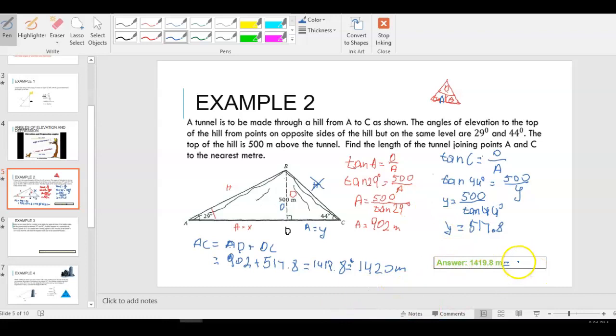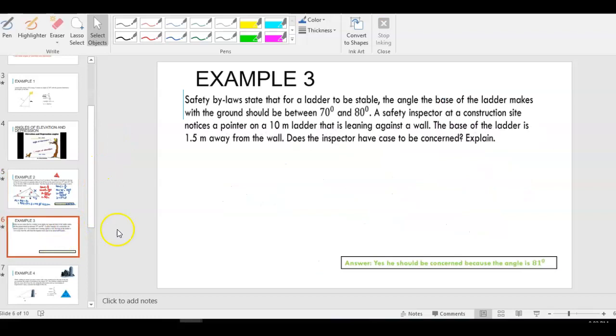Okay, so 1,420 meters. All right, so that's how we are going to approach these problems. It's very important that you fully understand the question, what is asking, and where you need to find that information. All right, let's move to the next example.